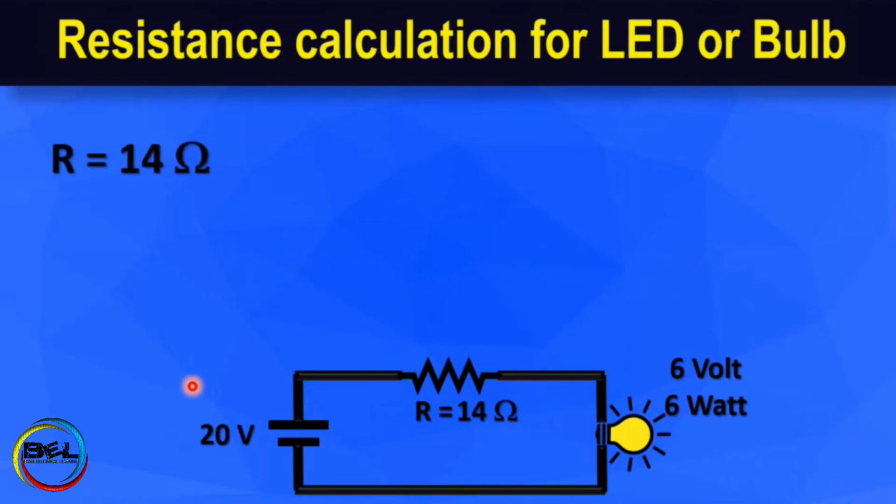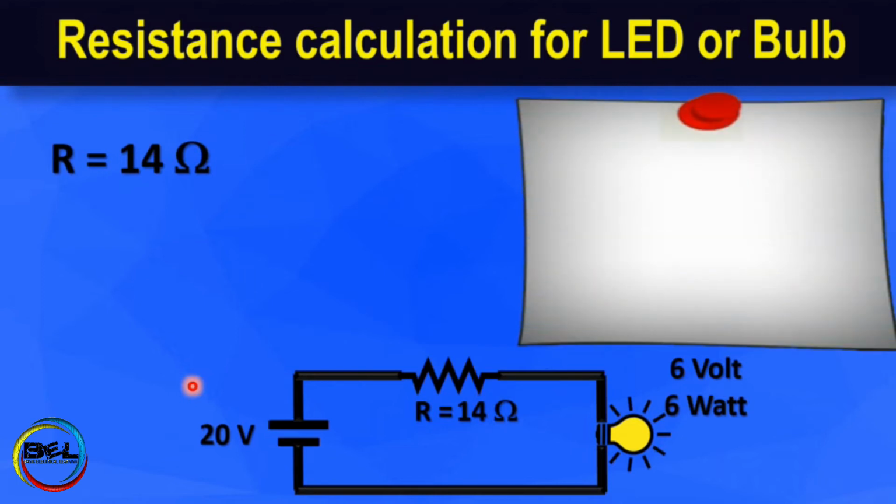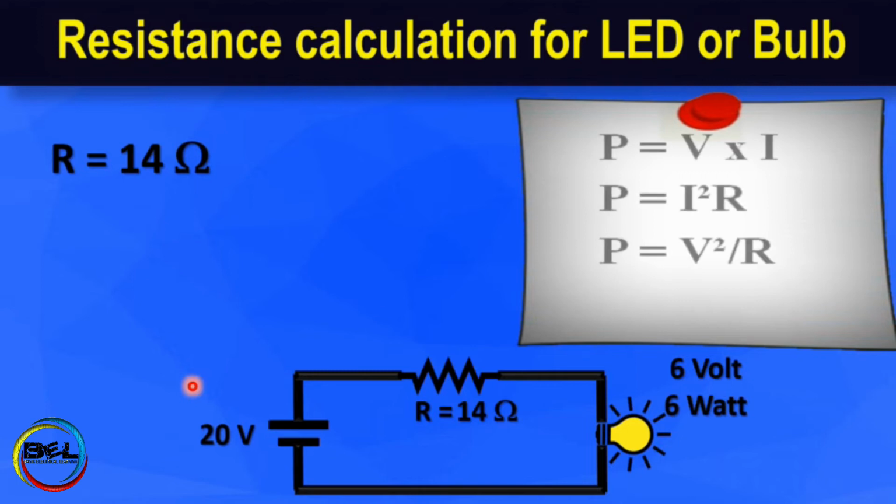Now the resistance of that resistor for this circuit is 14 ohm, but not only the resistance is required, we must know the power rating of that resistor. For the power rating we will use the power formula, that is a 3 power formula for electrical power, but we will choose the second one, that is power is equal to I square R.